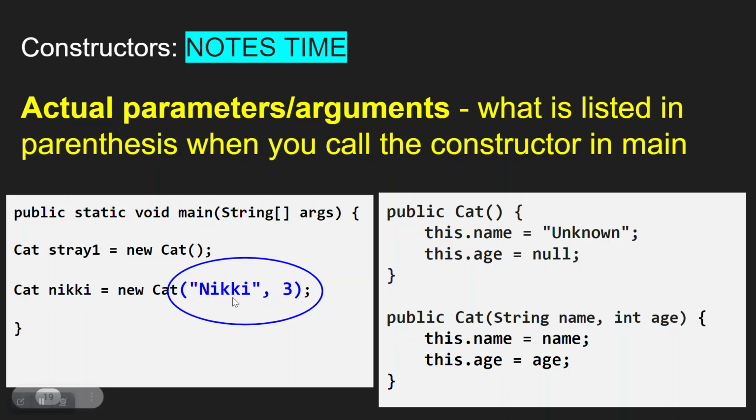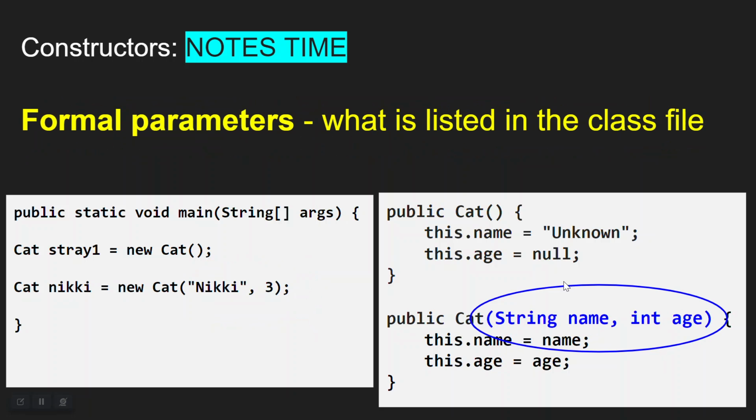All right, a little bit more vocab here. When you call a constructor in main and you give it values inside the parentheses, these are what are called actual parameters. They're also referred to as arguments. And so anything that's listed in parentheses when you call the constructor in the main method, those are your actual parameters or your arguments. Now these become what are called formal parameters. When you go inside your class file and you go to that constructor, anything that's listed in the parentheses here, those are called formal parameters. All right, so what is listed in the class file in the constructor are your formal parameters.